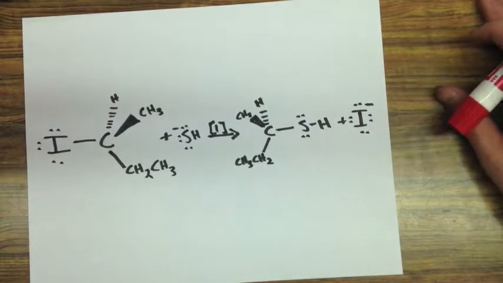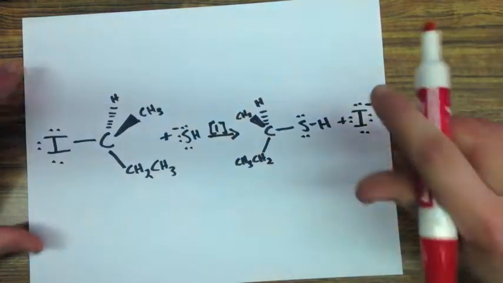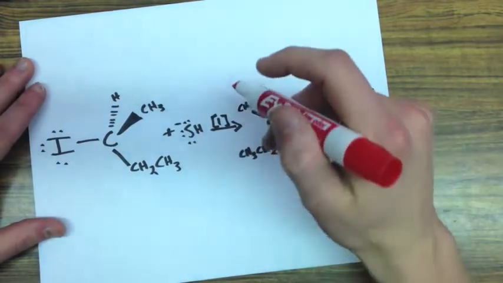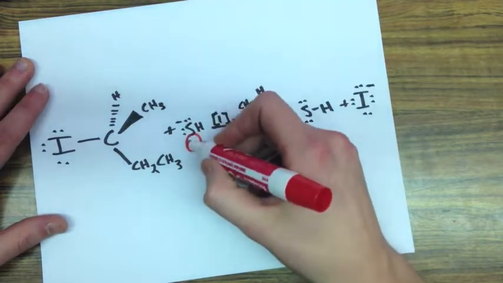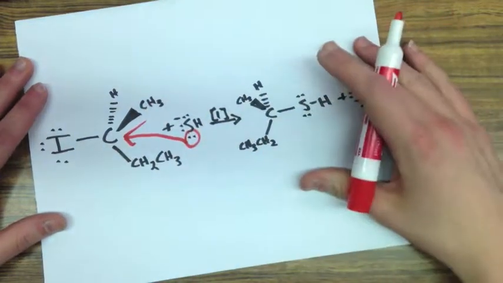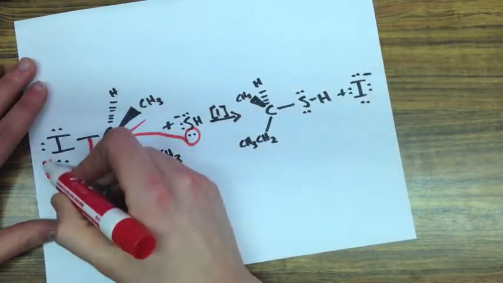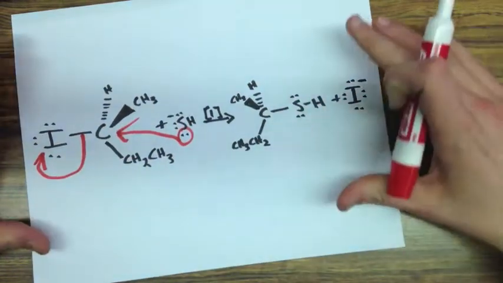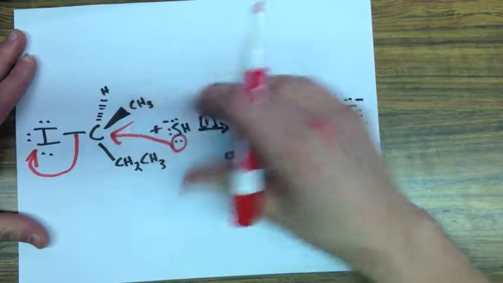We just start with 2S-2-iodobutane, and what's going to happen is this nucleophile is going to attack right away. Okay. That's going to push the iodide off, and essentially it's going to do an umbrella movement.